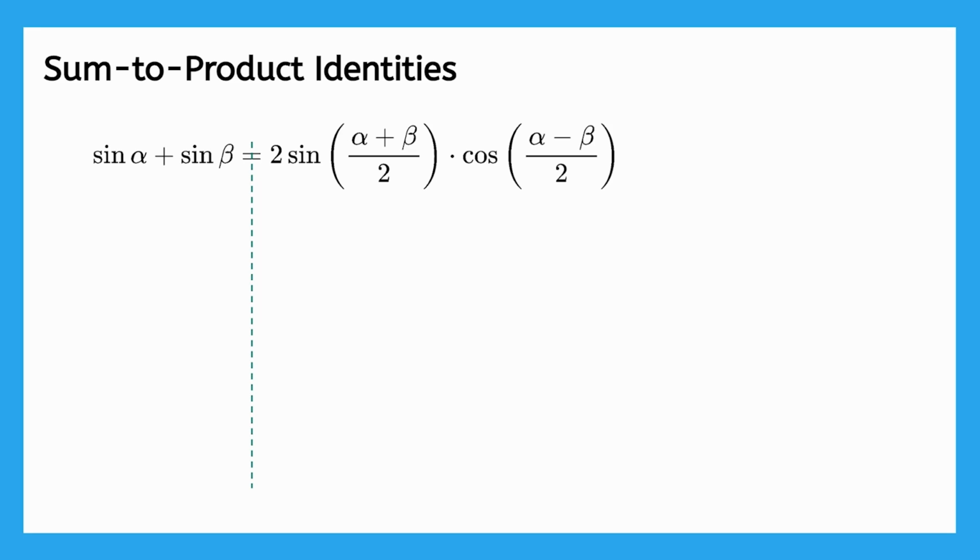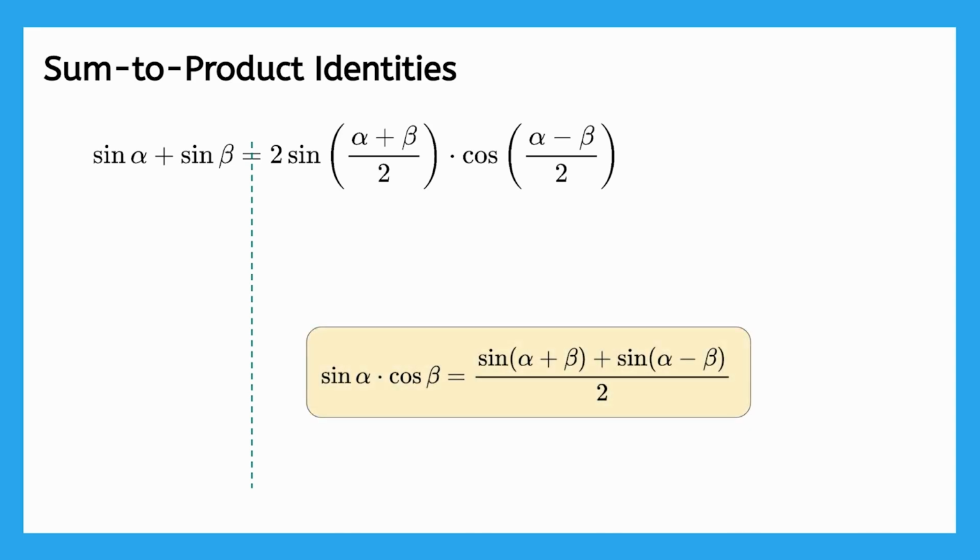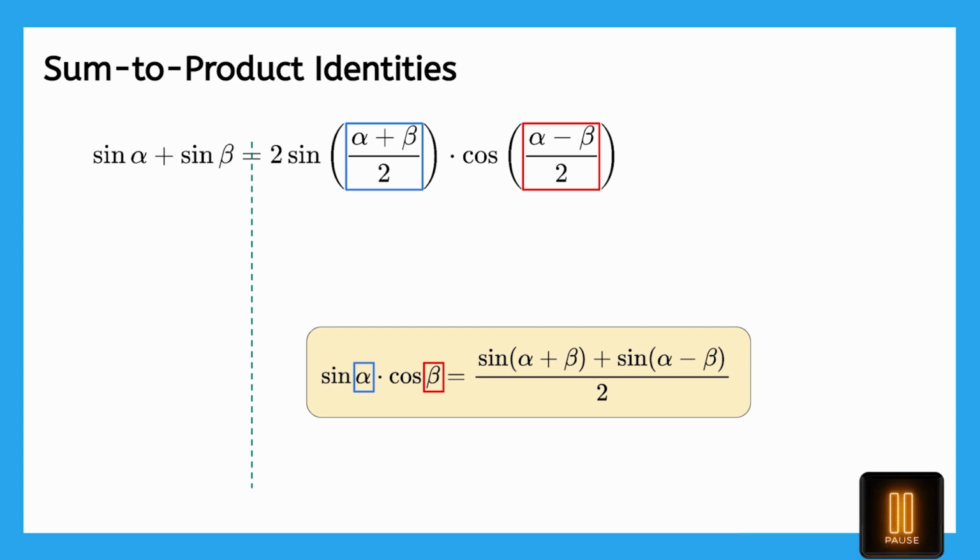Notice that we have the product of sine and cosine, which we have an identity for. We can use the product to sum identity for sine times cosine, where alpha plus beta over 2 is alpha, and alpha minus beta over 2 is beta. Pause now and verify this sum to product identity using one of the product to sum identities.